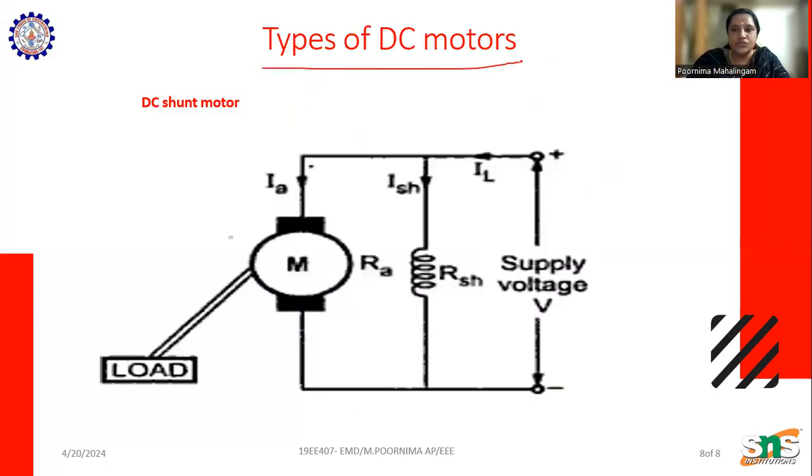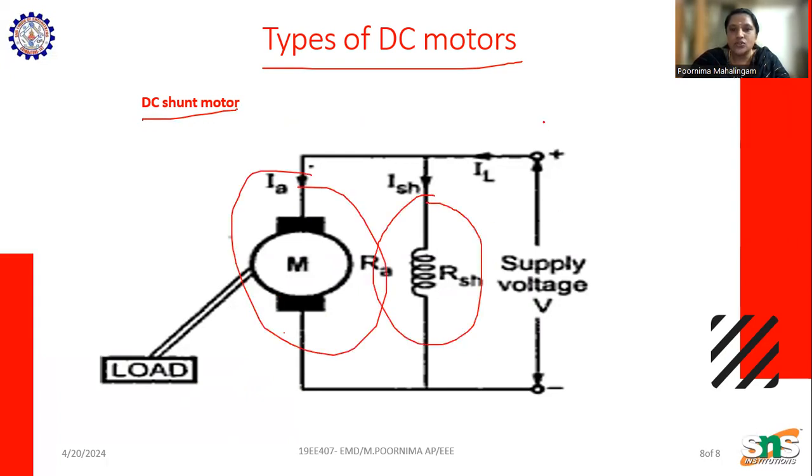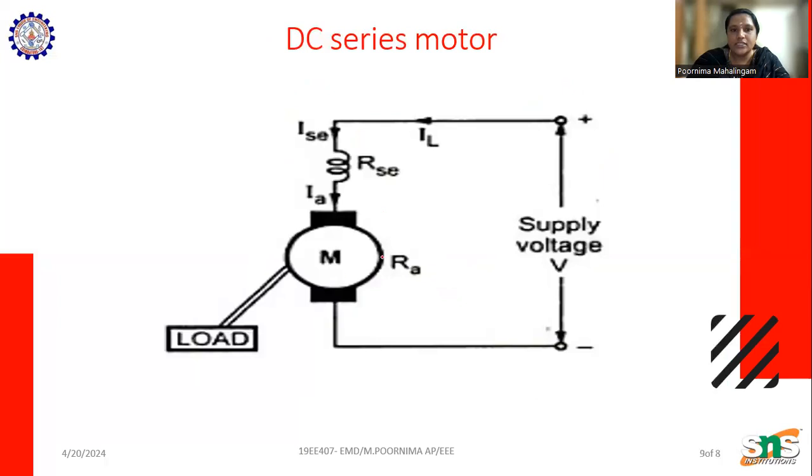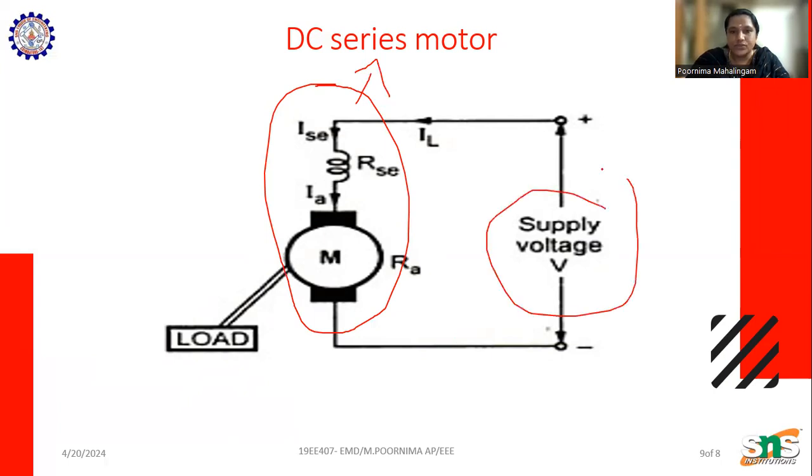And now we can see the types of DC motor. We have two types based on connection: the series motor and the shunt motor. First is the shunt motor, where the armature and field are connected parallel to the supply and the load. This is a DC shunt motor. And this is the series motor, where the armature and field are connected in series with the supply.